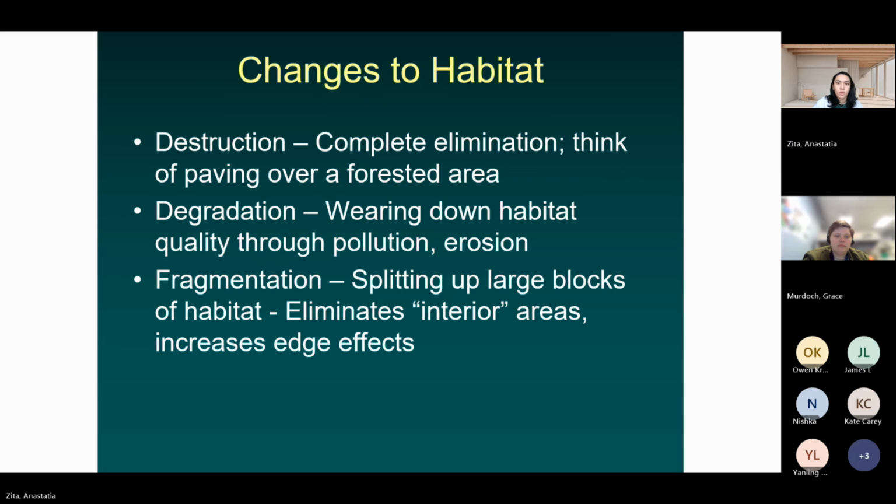So when we're talking about changes to habitat, we're usually looking at 3 things. Destruction is the complete elimination of a habitat, like paving over a forested area. Degradation, which is like erosion or pollution or climate change, where it's slowly wearing down a habitat. And then fragmentation is splitting up a large block of habitat, which could be like splitting up a forest into different sections to make for highways and roads.